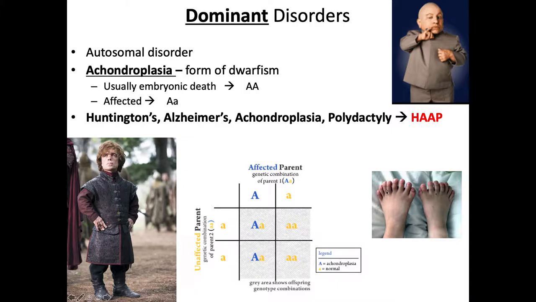So you can just have basically surgery and cut these extra fingers off or toes off. So with polydactyly, these people can actually be homozygous dominant and still be okay and still be viable, and the embryo can live on and be born. Here, this is another way to remember that these are your dominant disorders, HAAP, HAP.